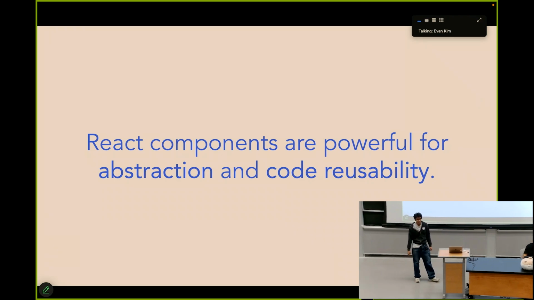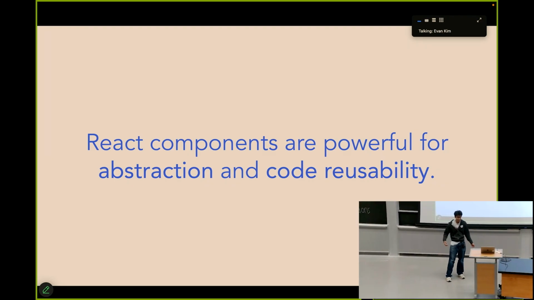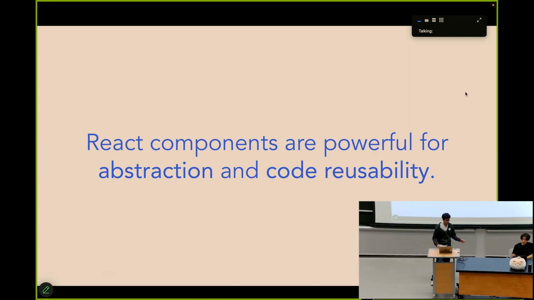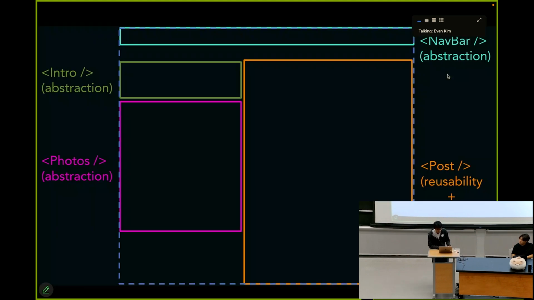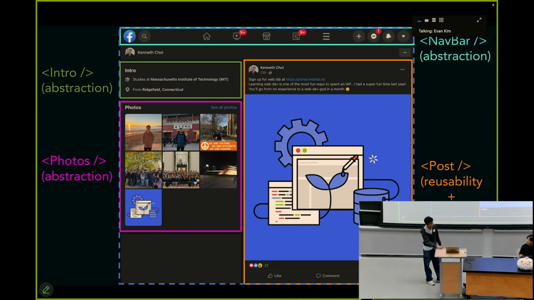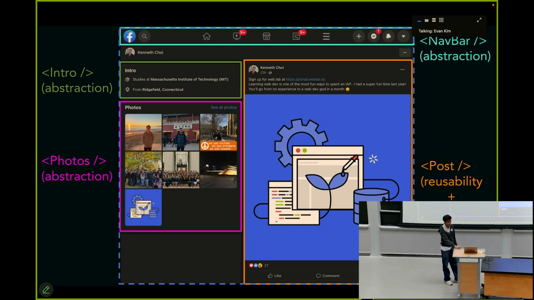To reiterate, React components are powerful because they can help us with abstraction and reusability. Abstraction means putting a bunch of things into a black box so that you won't have to look at the fine details, but you can reuse it by just importing it and writing down the name of it. And reusability, I think, is pretty clear. So navbar, intro, and photos are all great to keep as components because you'll abstract away messy code that you don't want to look at every time you look at your web page. And post is helpful for both abstraction as well as reusability because we're going to have many posts on a single page.